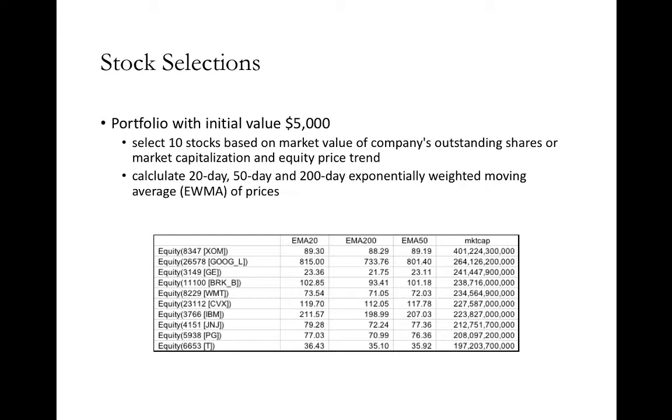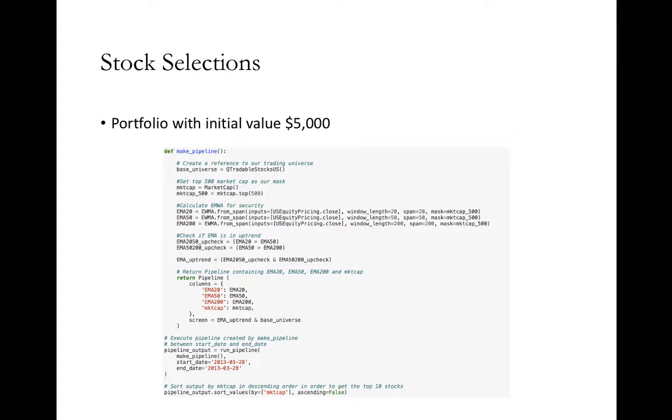equity prices. So we only consider stocks with uptrend, which means the 20-day EWMA is larger than 50-day and larger than 200-day EWMAs. So finally, we choose 10 stocks with top market values. And there's the code again.